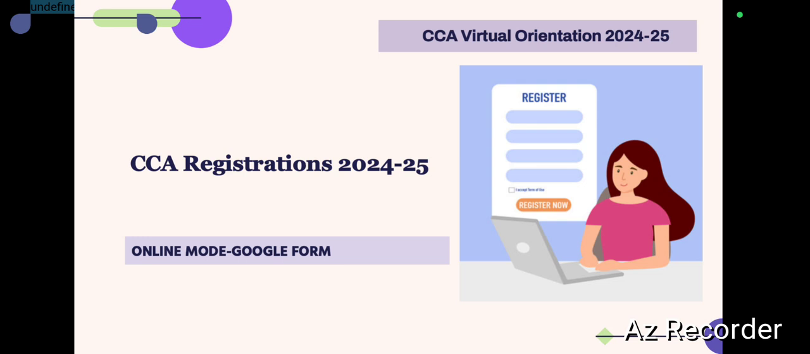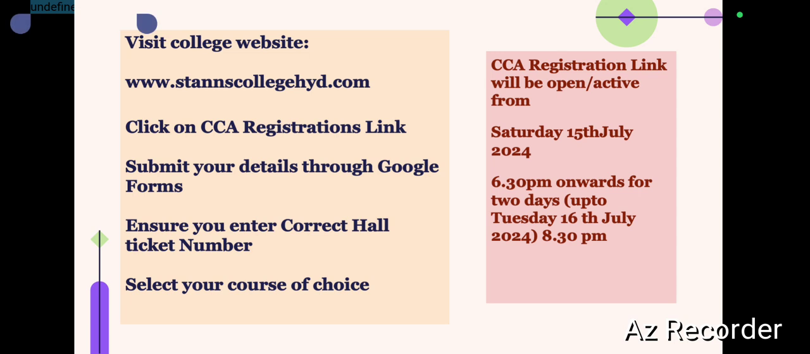Now we move on to the important aspect of the orientation process, that is the CCA registrations, which are going to happen in the online mode. For the registration process in the online mode, a student is expected to visit the college website, that is www.stanscollegehyd.com, and click on the CCA registration links.